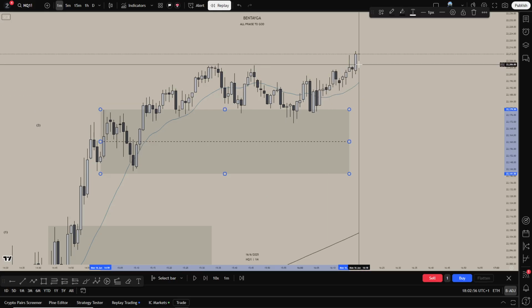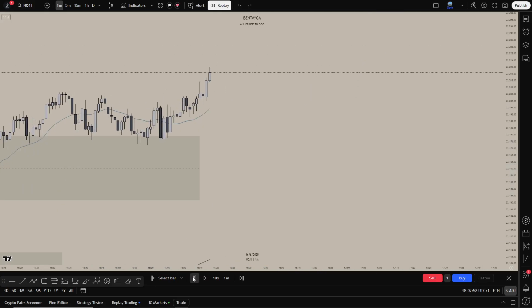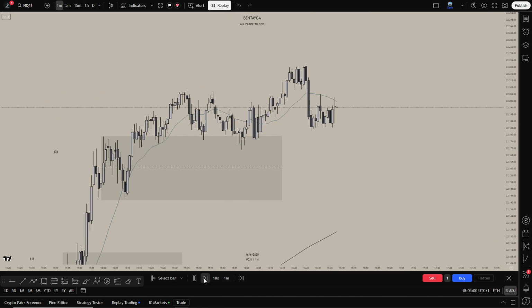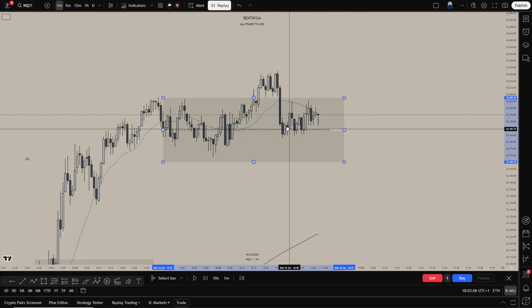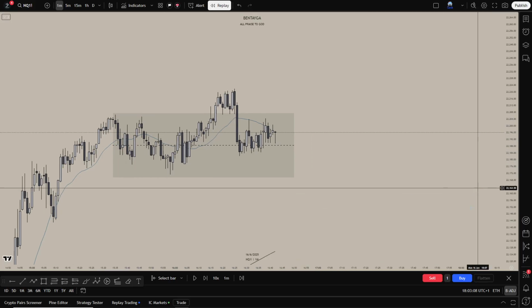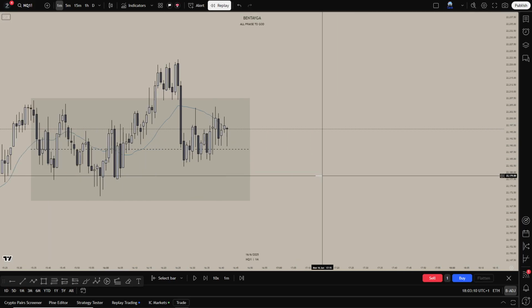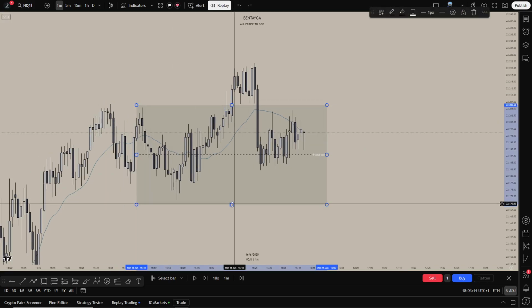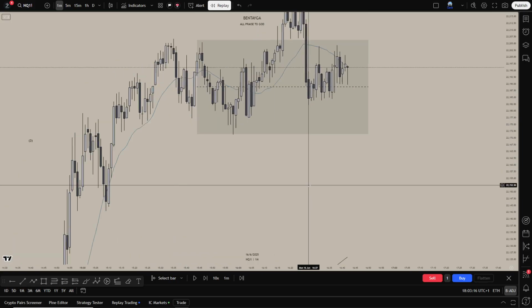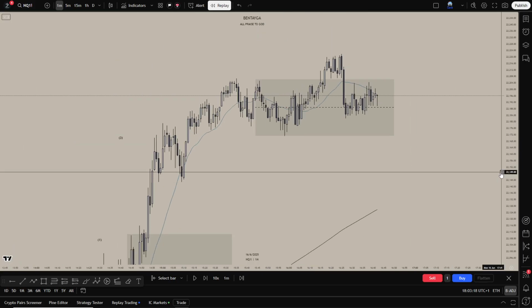what's the time now? Okay, this is my new zone over here. So now we tapped into the zone here, and I think this is the trade that Daniel took, and then obviously price took him out.